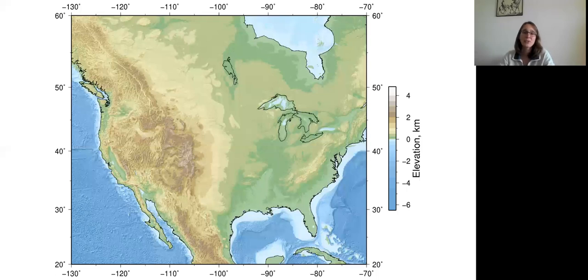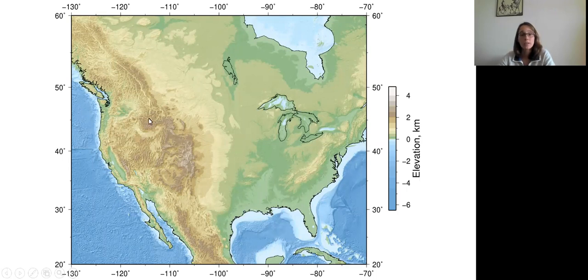The first thing you notice if you look at a topographic map of North America is the difference in elevation between west and east. In the west, and especially the Colorado Plateau region, you've got high elevations of up to 2 kilometers, whereas in the east, in the Great Plains, you're basically at sea level, a couple hundred meters elevation.